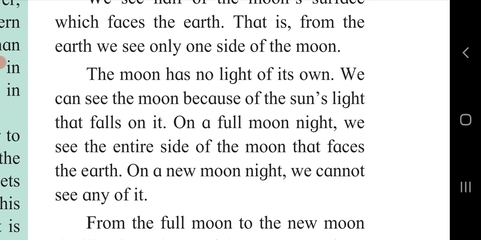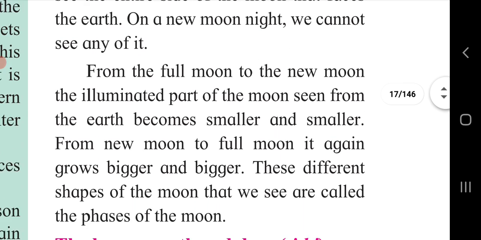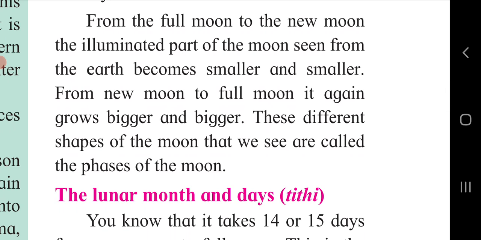On a full moon night, we see the entire side of the moon that faces the earth. On a new moon night, we cannot see any of it. From the full moon to the new moon, the illuminated part of the moon seen from the earth becomes smaller and smaller. Yes, after the full moon day, the moon starts decreasing, and one day there will be no moon. That day will be called Amavasya. On Amavasya day, the new moon day, there is no moon in the sky. These different shapes of the moon that we see are called the phases of the moon.